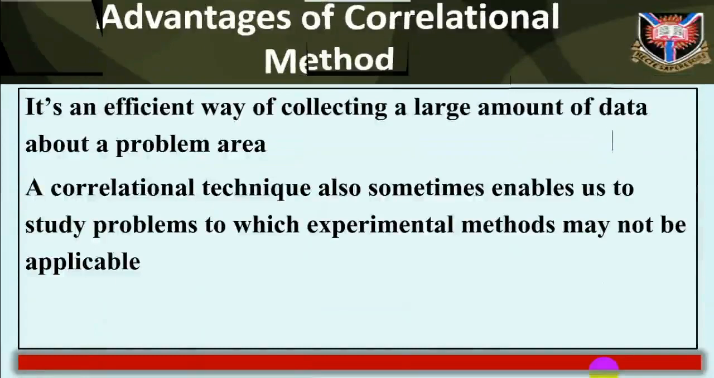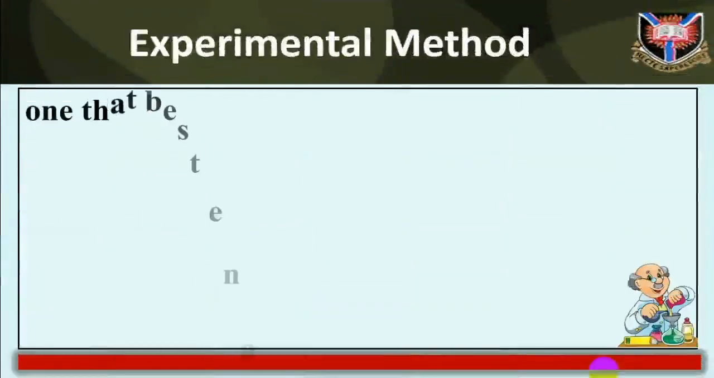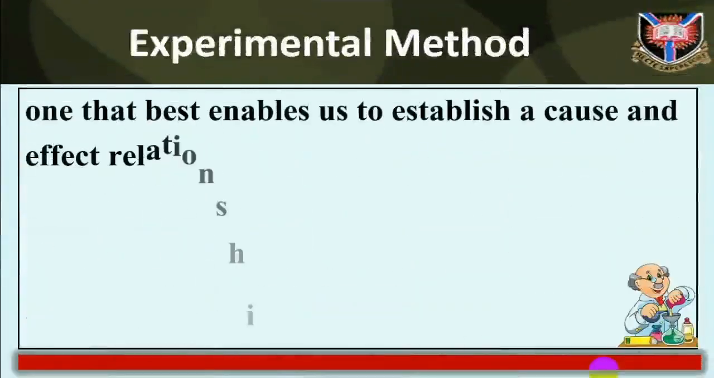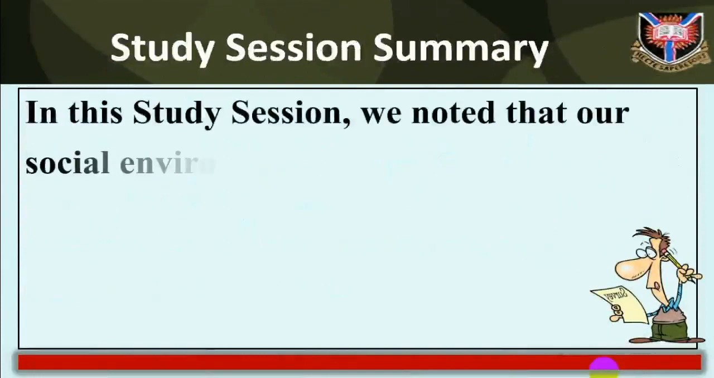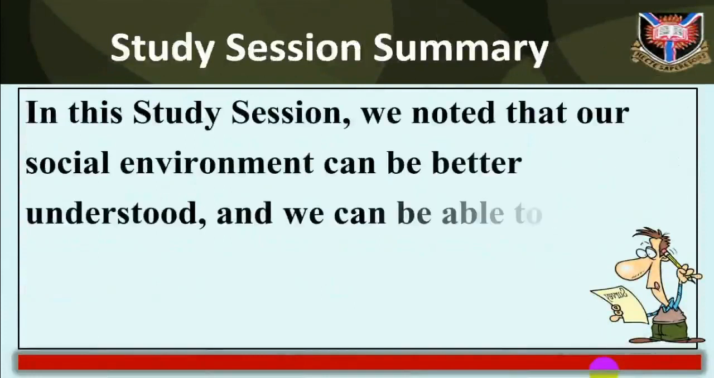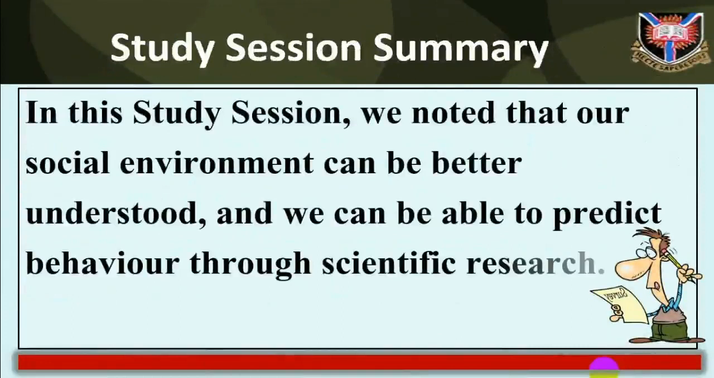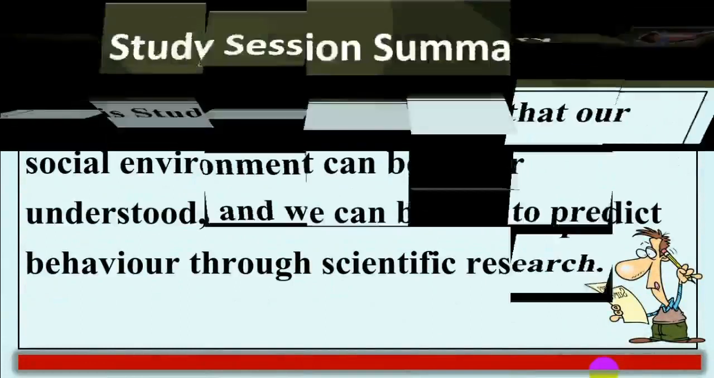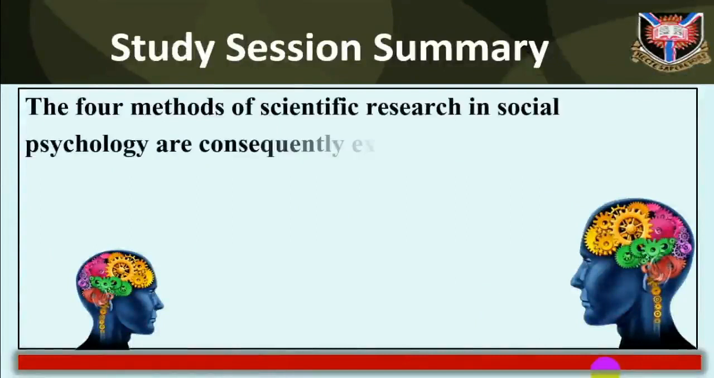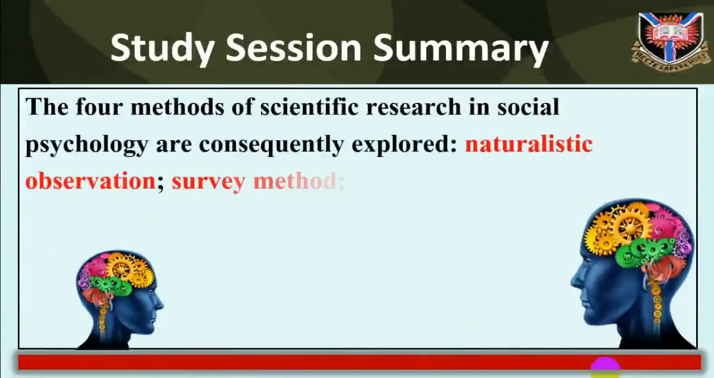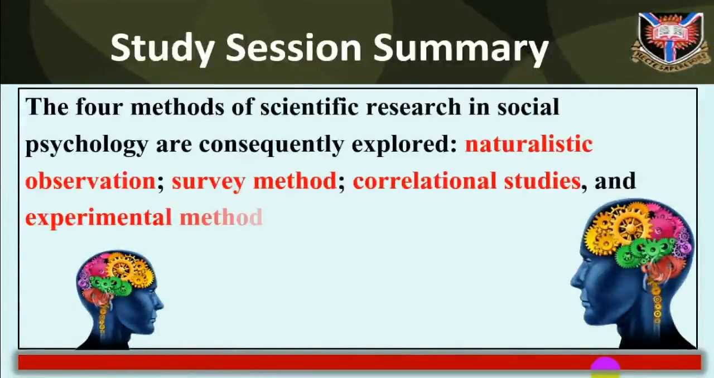Study session summary. In this study session, we noted that our social environment can be better understood, and we can be able to predict behavior through scientific research. The four methods of scientific research in social psychology are consequently explored. The methods are naturalistic observation, survey method, correlational studies, and experimental method.